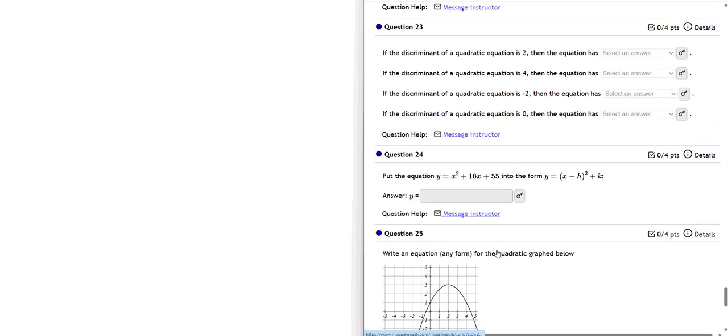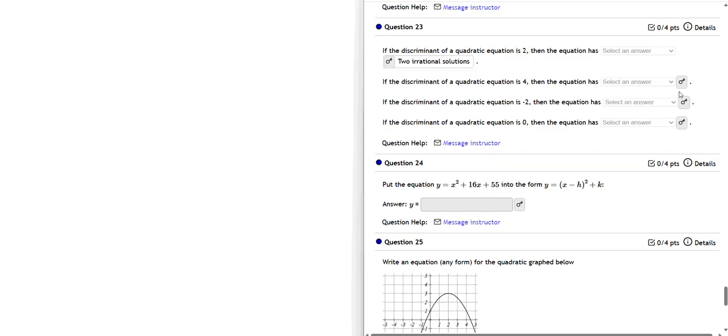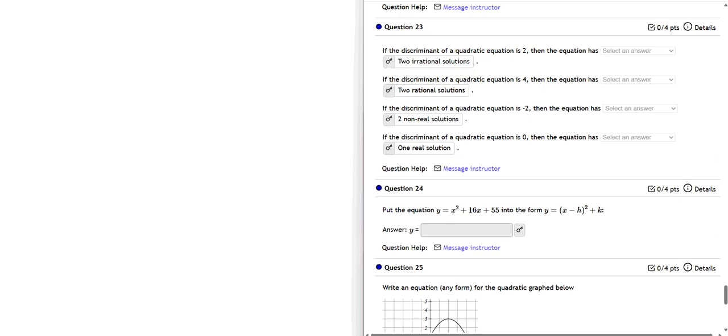Now, number 23, the discriminant of a quadratic equation. Remember, the question is going to ask us how many zeros the equation has, right? So two irrational solutions. Okay, so we learned this earlier in the course, and it has to do with what your parabola is going to look like basically.